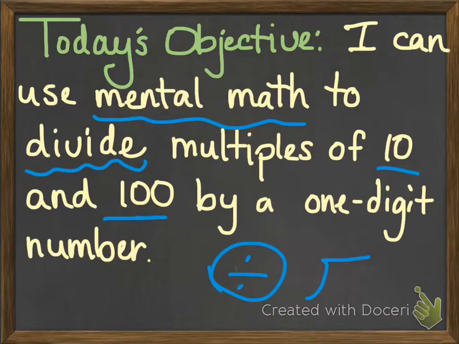Okay, so numbers like 10, 20, 30, of course, and the multiples of 100 would be like 100, 200, 300, up to 1,000 and beyond. You can do it. It's going to be great. It's going to be easy.